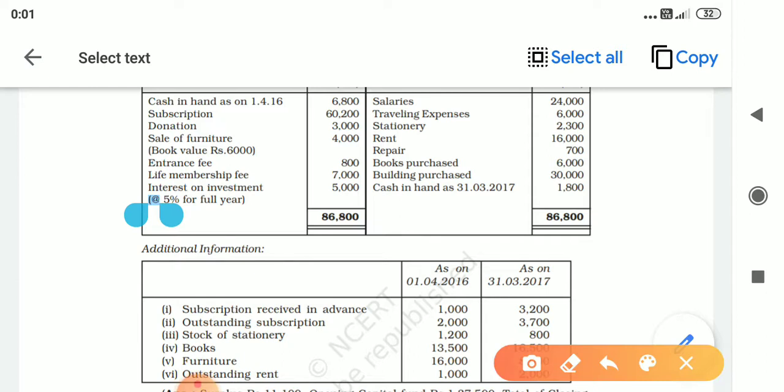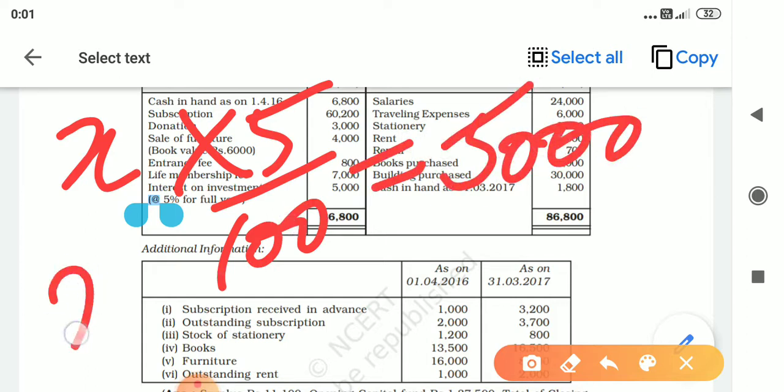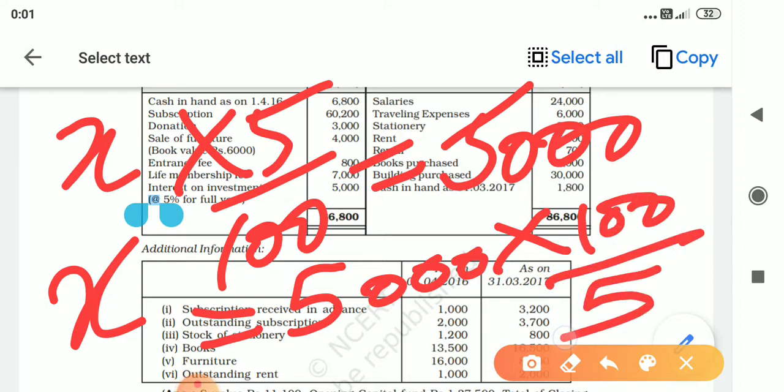Let investment be X. X into 5 by 100 is equal to 5,000. Then what is X? X is equal to 5,000 into 100 divided by 5. So it comes to 1 lakh. Investment is 1 lakh.